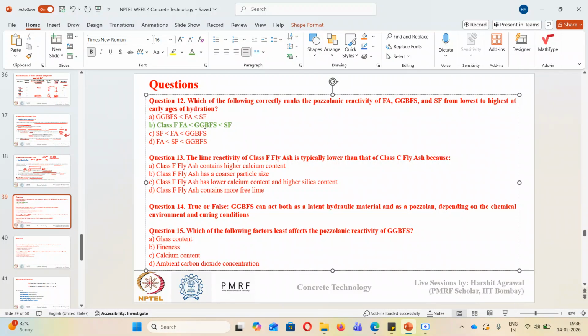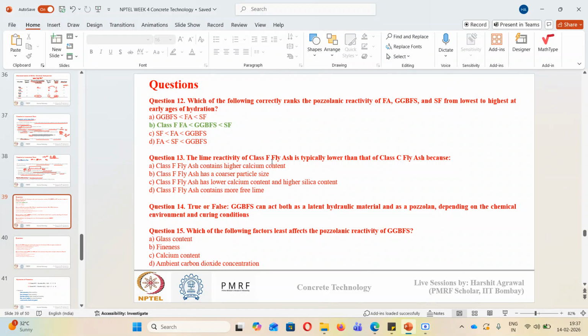GGBFS shows self-cementitious properties also due to its latent hydraulic nature. So initially, even if there is no CH present in the system, due to the presence of alkali ions inside the pore matrix, GGBFS can show some cementitious properties. So that's why it has higher strength compared to a class F fly ash, which has very little CaO, and it strongly depends upon CH for reaction. So this is the correct order for reactivity.